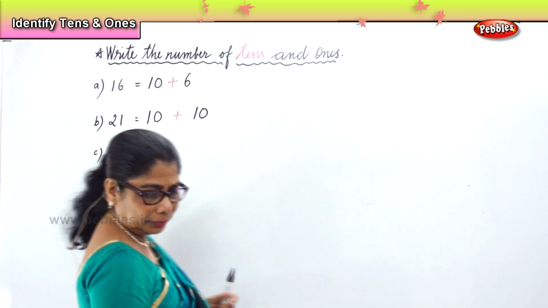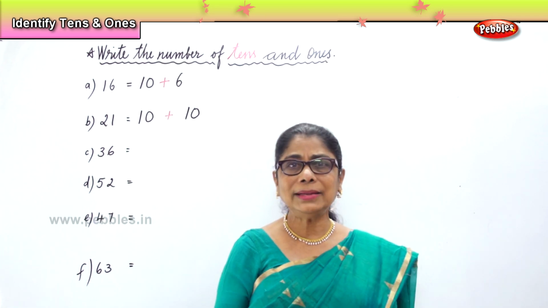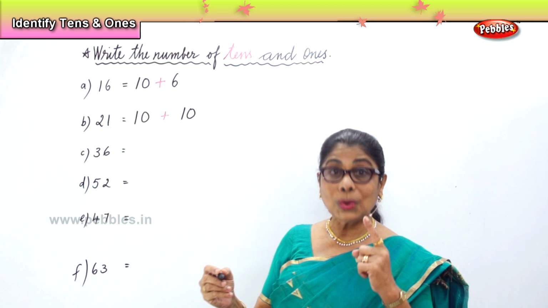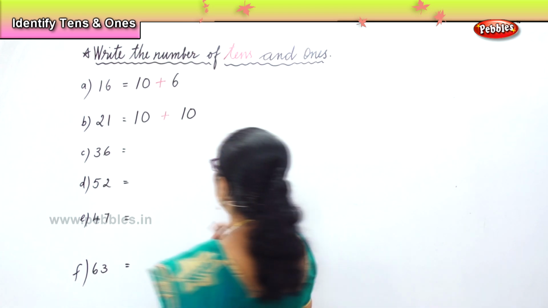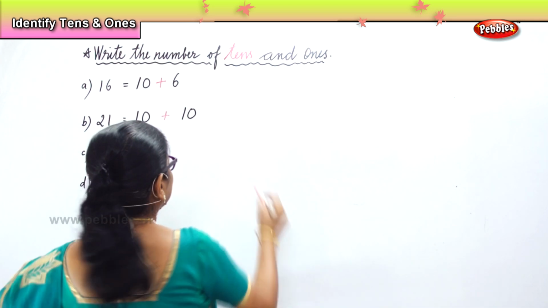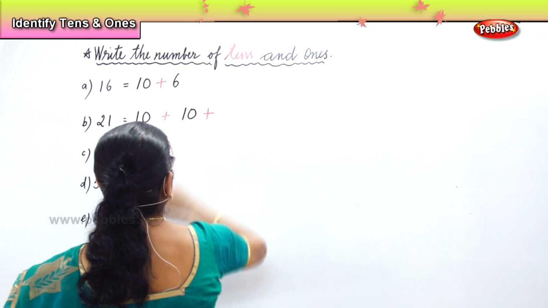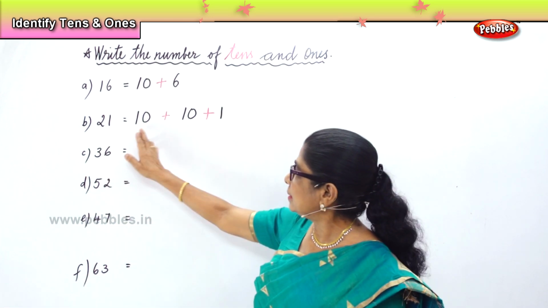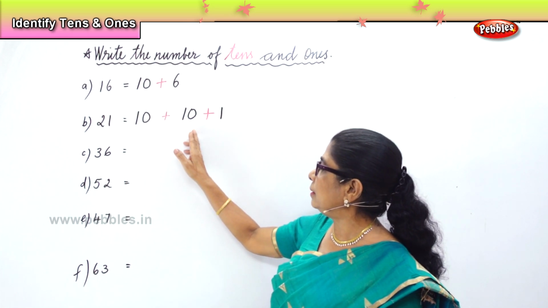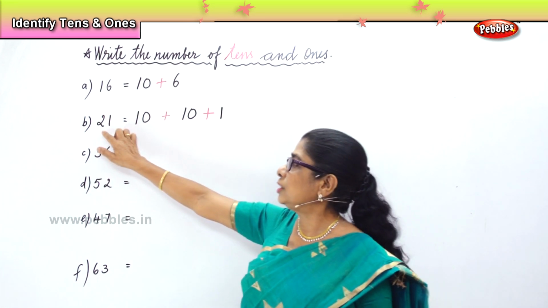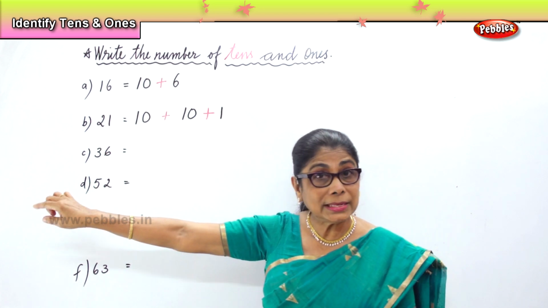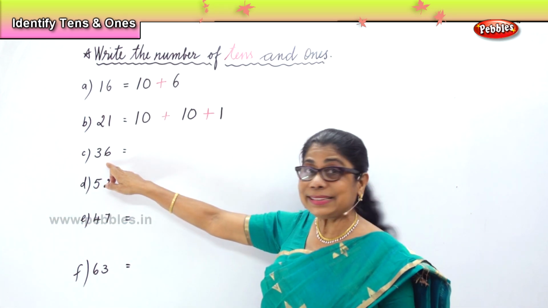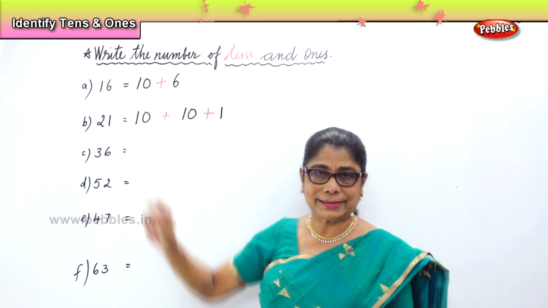And then how many ones are there in 21? Plus 1. Very good. So you get here plus 1. That is 10 plus 10, 20 plus 1, 21. 2 in the tens place, 1 in the ones place. Very good. Let's take this numeral 36.